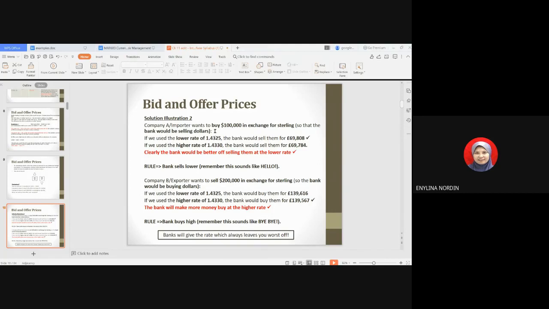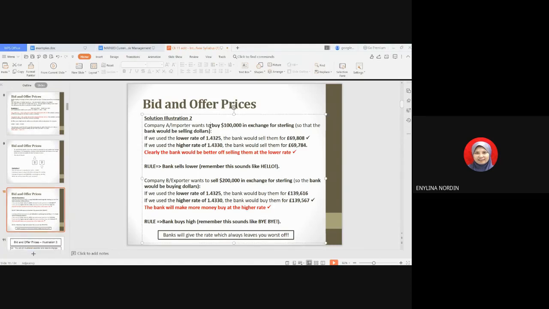If the company wants to buy $100,000, then the company has to buy this $100,000 from the bank. So in this case, company buys dollar, company buys dollar, bank will sell dollar. So that means banks will sell the dollar. Alright, so the next one, we already know, bank will sell dollar.